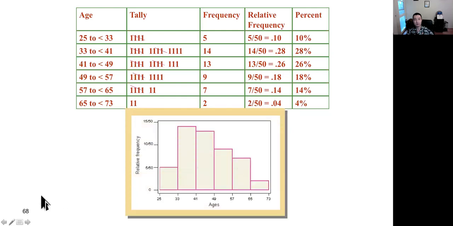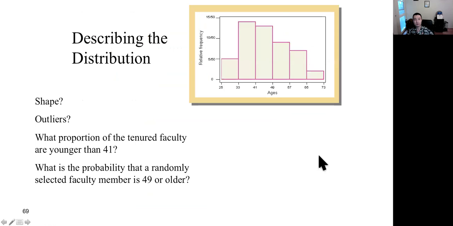And then we are ready to plot the histogram. So we can use relative frequency as the y-axis, the height of the histogram. So the first class 25 to 33, next is 33 to 41. And height is relative frequency. All right. So based on this histogram, we can draw some conclusions.